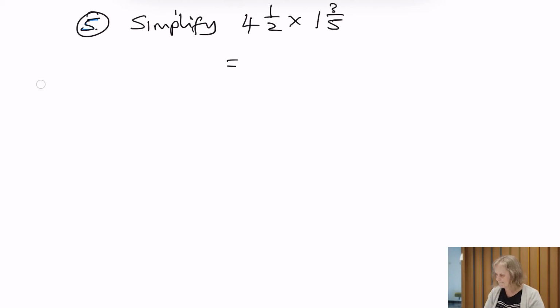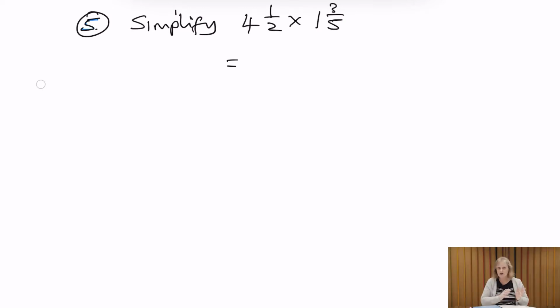Okay, so if we were looking at simplifying this multiplication, we've got 4 and 1/2 times 1 and 3 over 5. Again, I'm just going to work down the page here. When multiplying and dividing, always write mixed numbers as improper fractions. We cannot split the whole number and the fractions because of the operation of multiplying. So use this as your rule: no matter if you're adding, subtracting, multiplying or dividing, use that as your go-to.